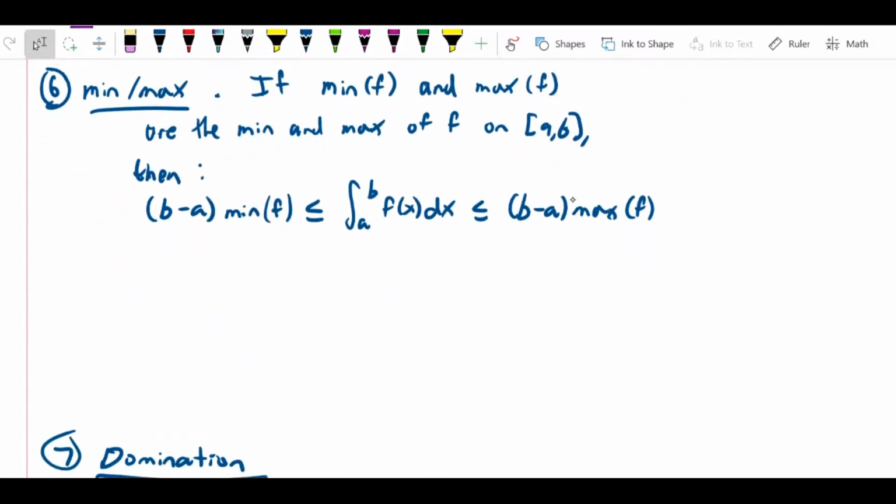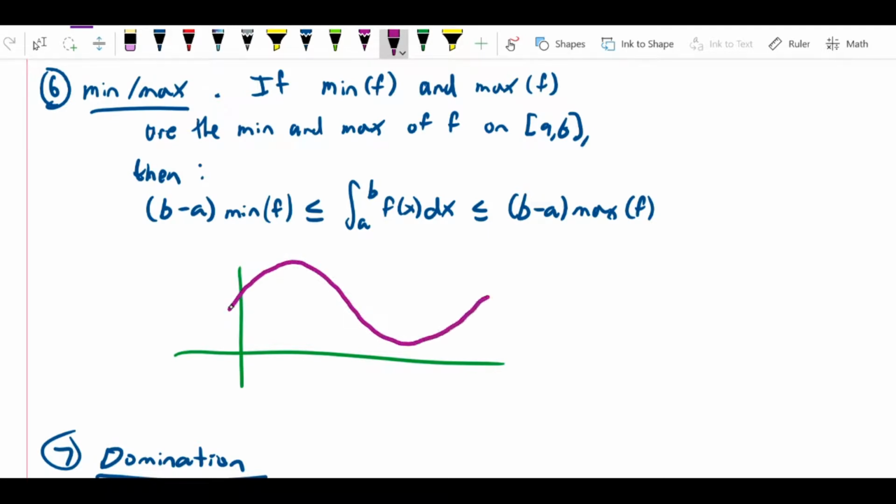Okay, the min-max property. What this says is that if, let's suppose, I have this function, I'll draw this a little bit carefully. There's a and there's b. On the interval ab, there's a minimum value and a maximum value. So the actual area under this function is shown in red stripes like that.